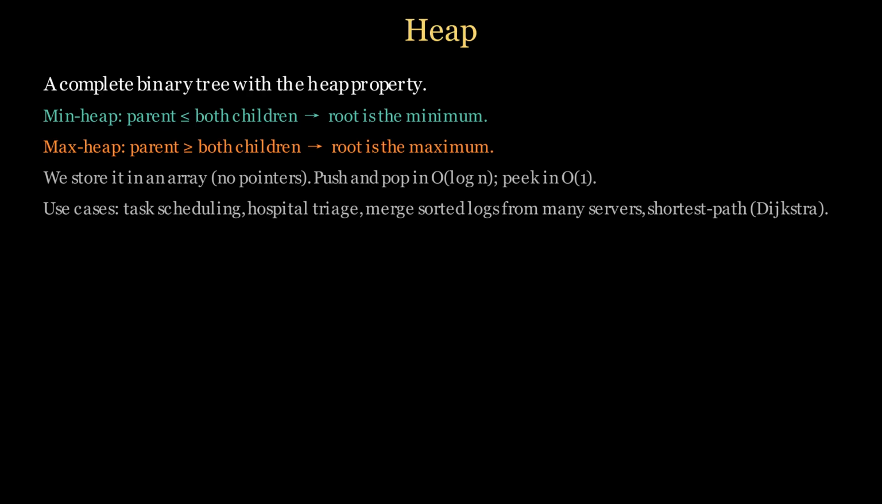A heap is a complete binary tree where the parent is always smaller than or equal to its children in a min heap, or larger in a max heap. So the root is the minimum or maximum. We store the heap in an array, which gives us push and pop in logarithmic time and peek in constant time.